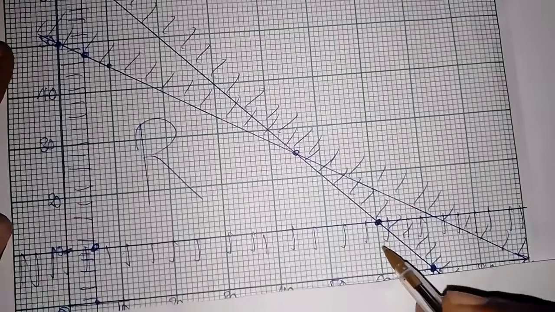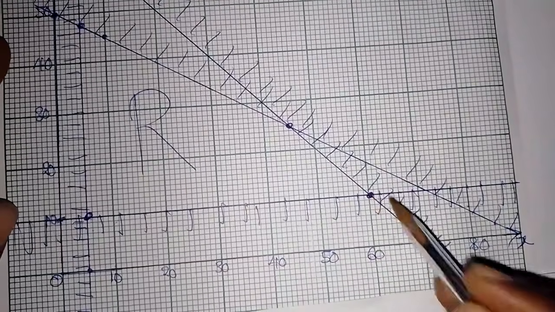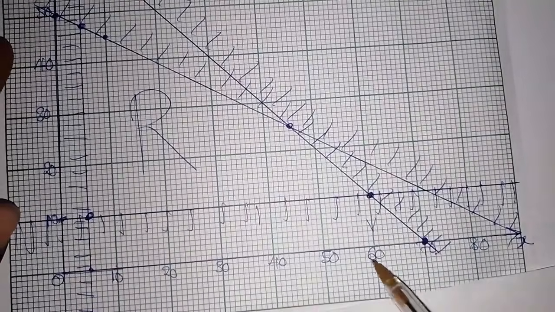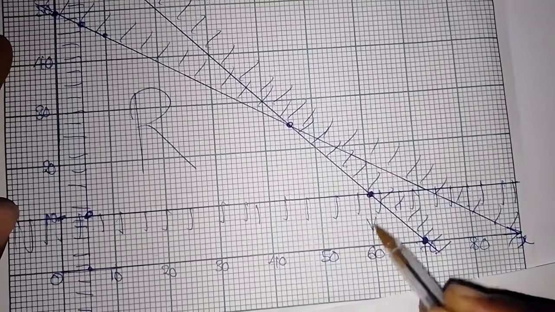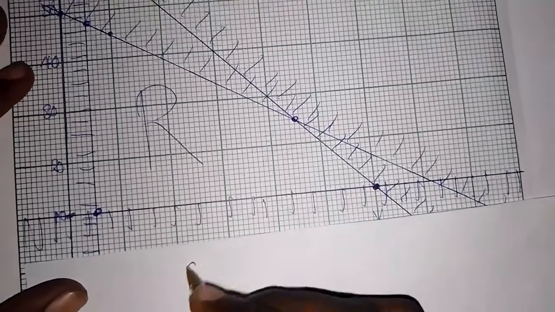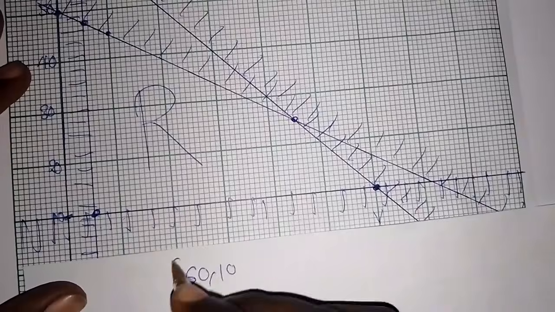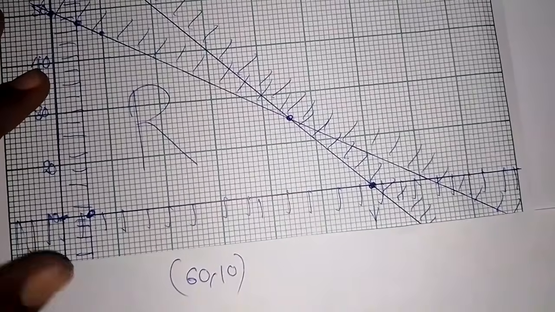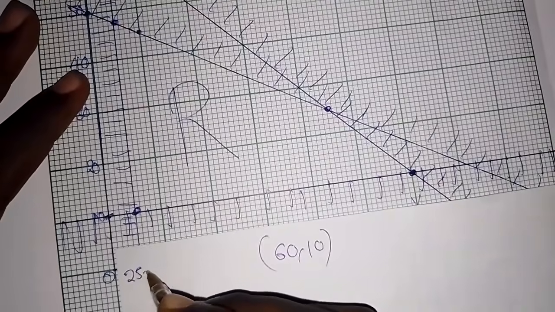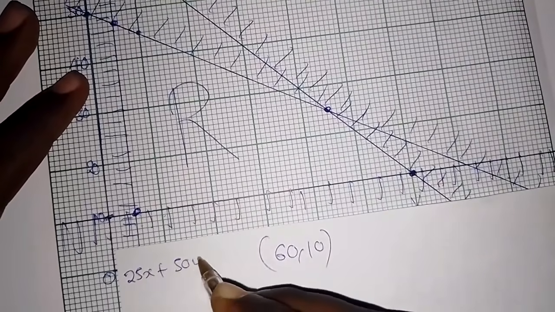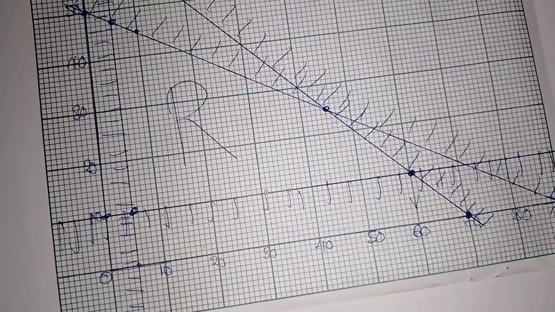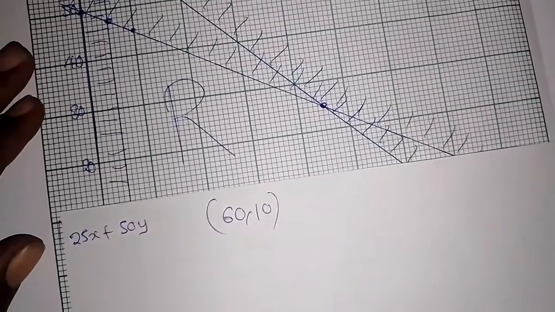So what coordinate is here? We've got a first coordinate here. Have you seen, here there is 60. There is 10. We start with x: 60, 10. So I've got a coordinate here, which is 60, 10. So I want to find which one will give me the maximum profit. Then I've got on the question 25x plus 50y. That's what I'm having.